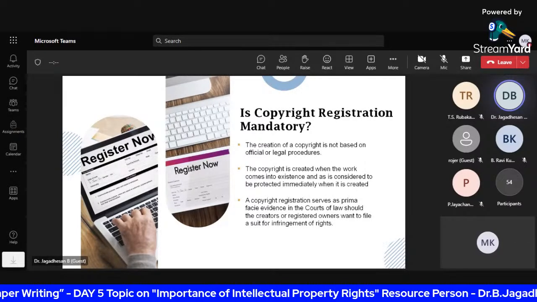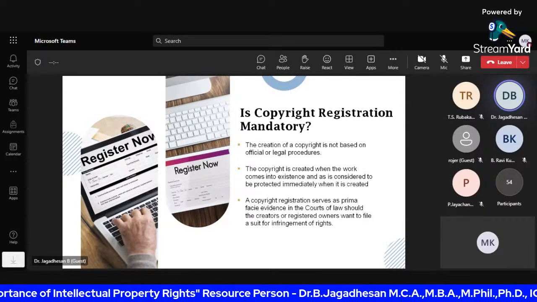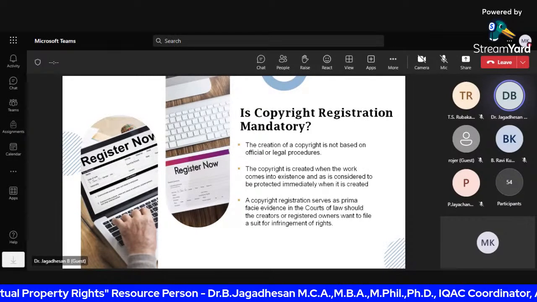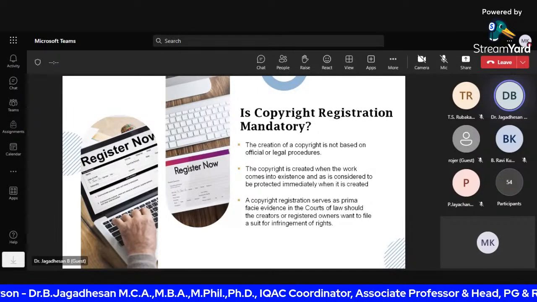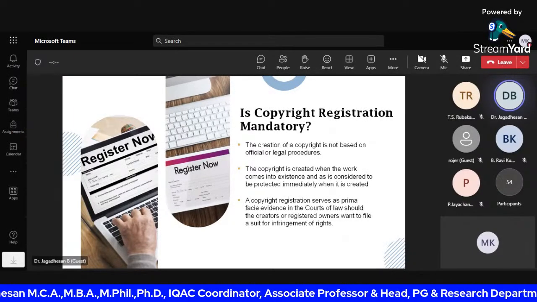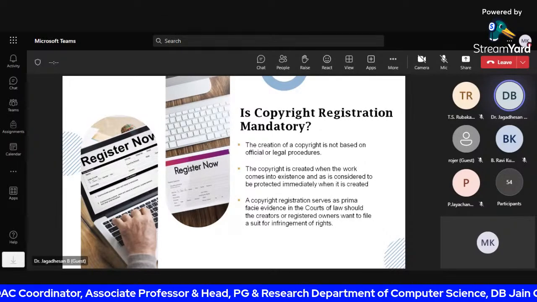Copyright is created when the work comes into existence and is considered to be protected immediately when it is created. Copyright registration serves primarily as evidence in a court of law, should the creator or registered owner want to file a suit for infringement of rights.